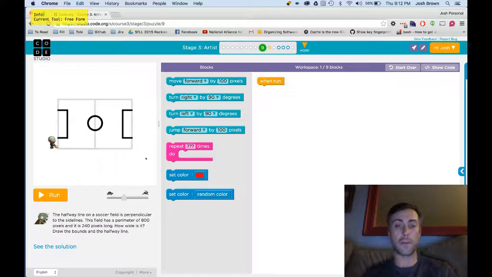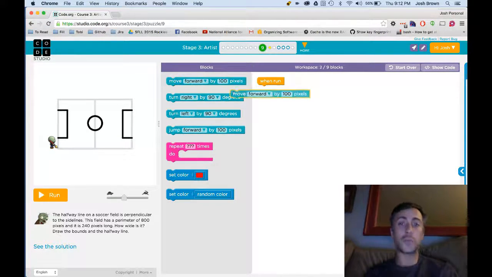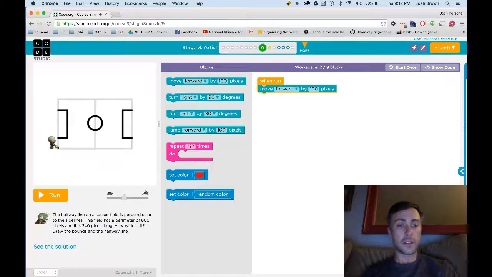So now we're on to the fun part. All right, so the first thing that we want to do is move forward, because our little zombie is pointed this direction. We want to move forward the length of the long side, which is 240 pixels, okay?